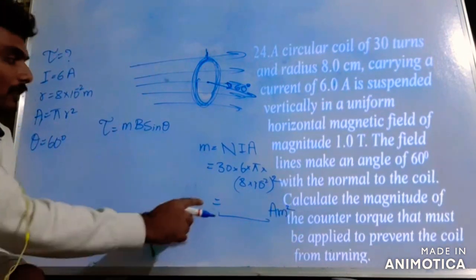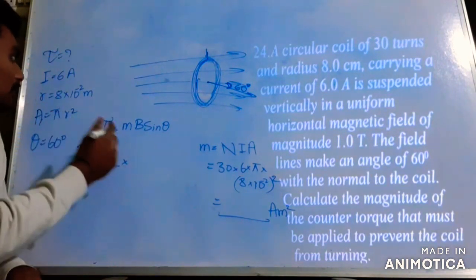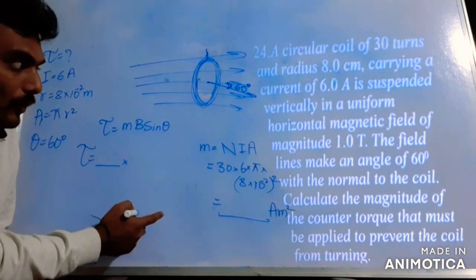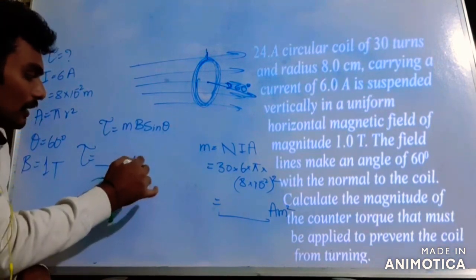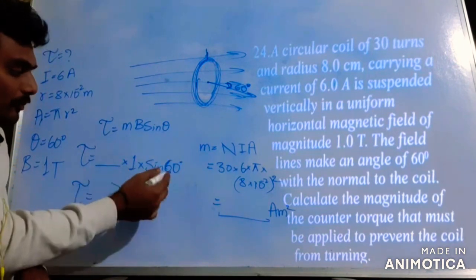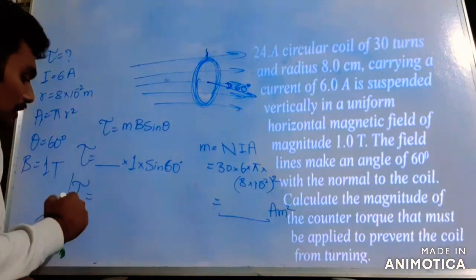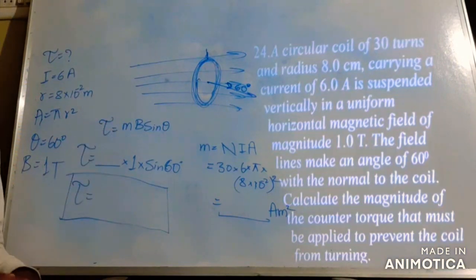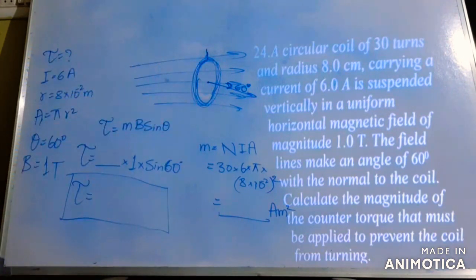Once you have the value of m, take that value of m and put it here. Magnetic field is also given, B is equal to 1 Tesla, into sine 60. Simplify them. Sine 60 is root 3 by 2. So you put the value of m into this and get the value of torque experienced by this current carrying coil due to the external magnetic field in which it is kept. Clear? So this is about the 24th question.